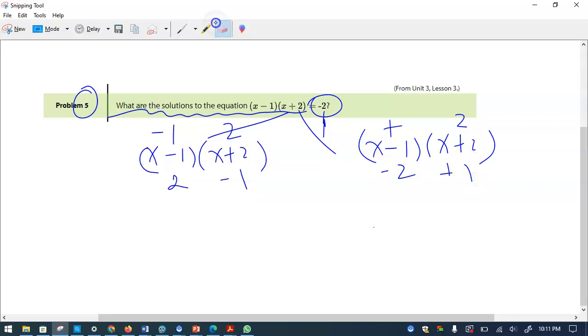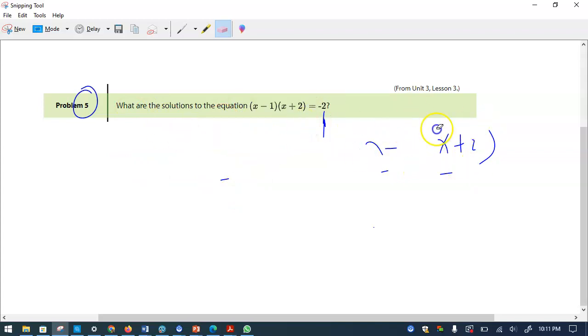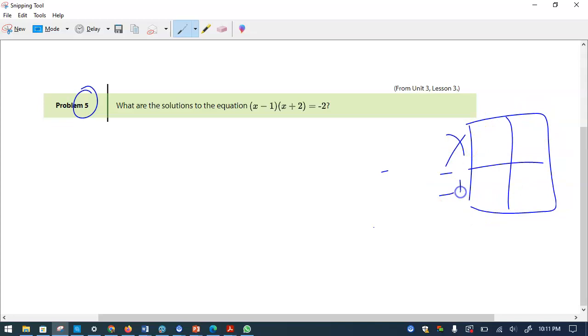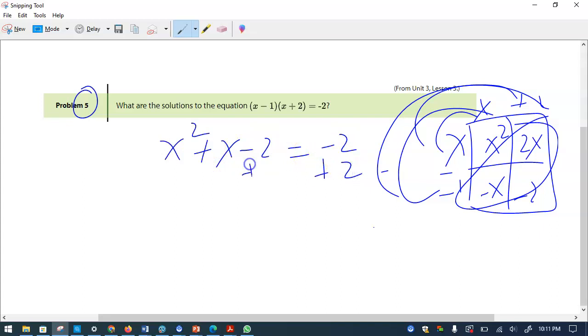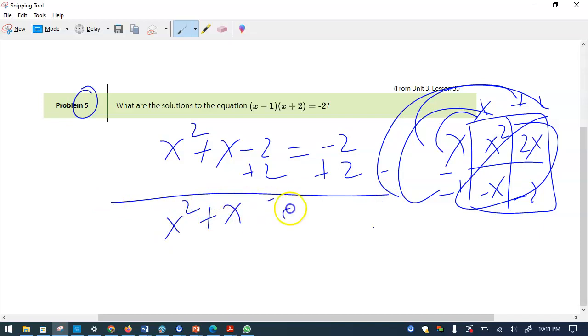So a lot of options there, but I would like you to directly use the FOIL method or the box method for distributive property. That is what the left side is. So if you do this, x times x is x squared, and this is 2x, and this is minus x, and this is -2, and you can see you get x squared plus x minus 2, and the right side is -2. Add 2 to both sides, and you get x squared plus x equals 0.